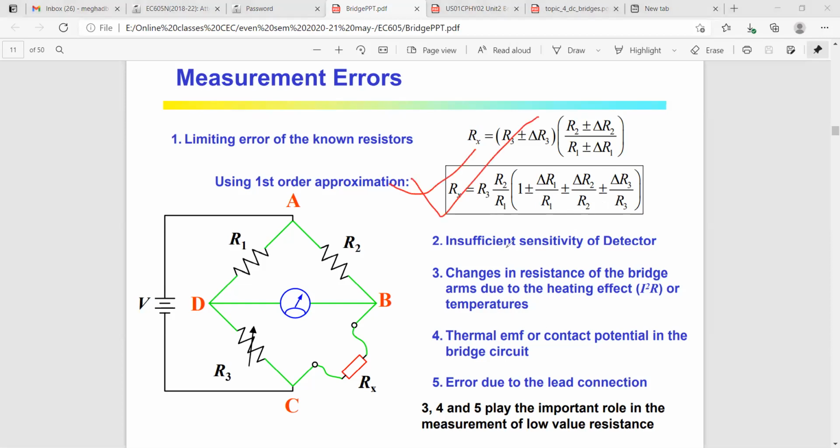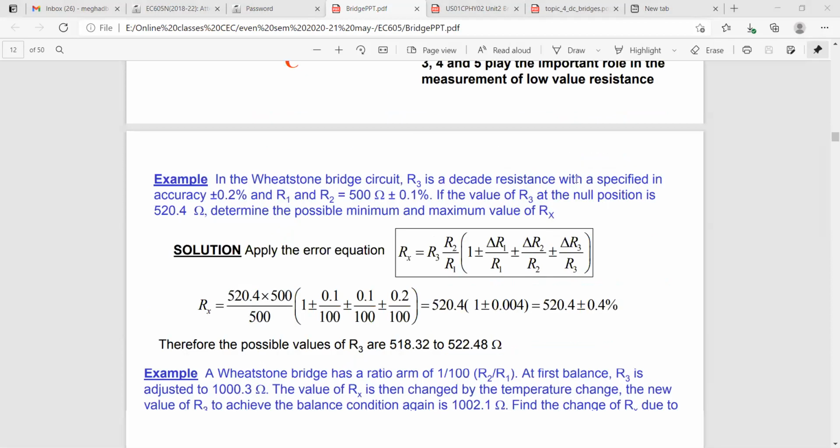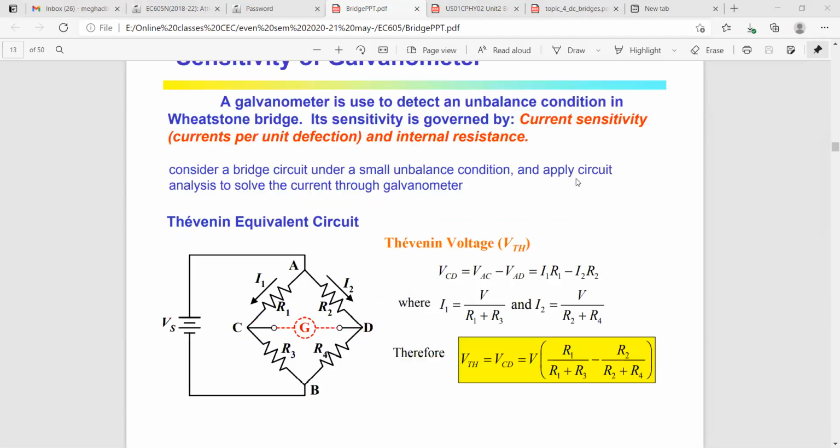Now, next, one more thing. Let us move on to the next slide. Let us see what is there. These are the questions which you have done. Before going to the sensitivity of the galvanometer with this Wheatstone bridge, let me show you, I'm moving on to my whiteboard again.